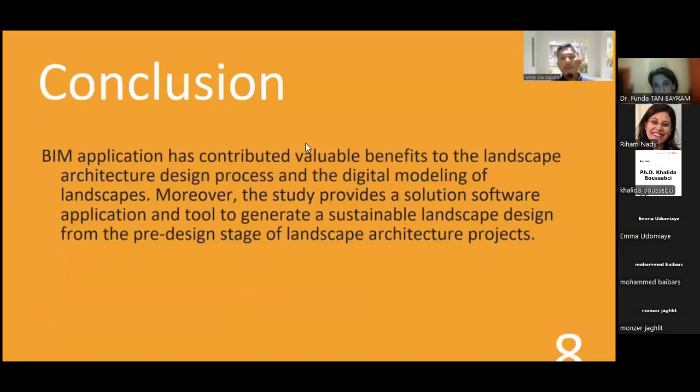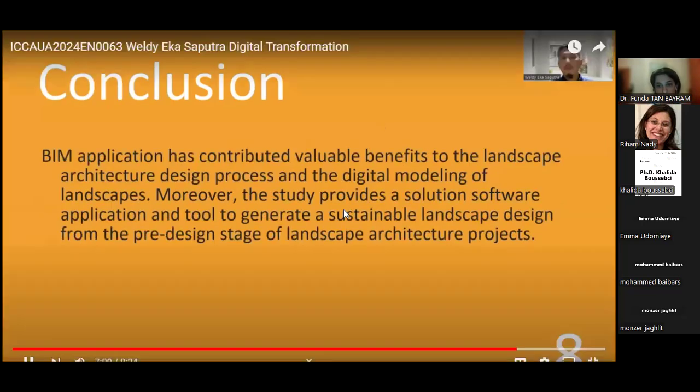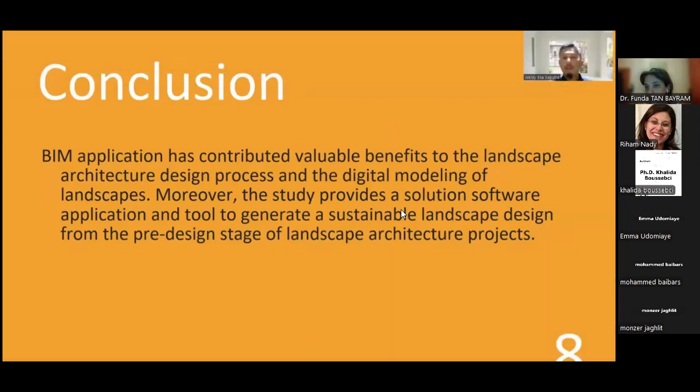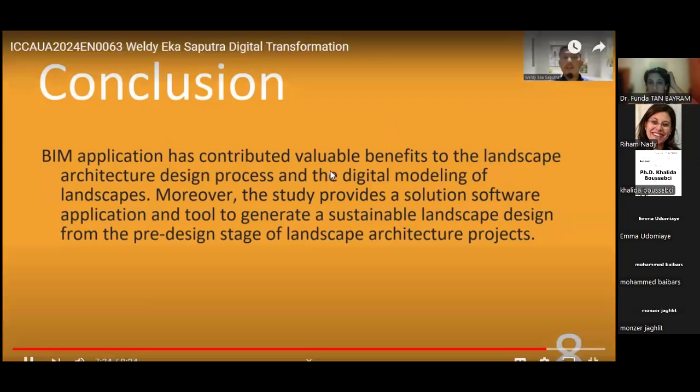Finally, based on the short explanation before, we can conclude that BIM application has contributed valuable benefits to the landscape architecture design process. This can start from the pre-design stage until the final design stage through the digital modeling of the landscape design. The study provides a software application and tool to generate a sustainable landscape design from the pre-design stage of a landscape architecture project. However, there are some obstacles still facing us until now when we use BIM.